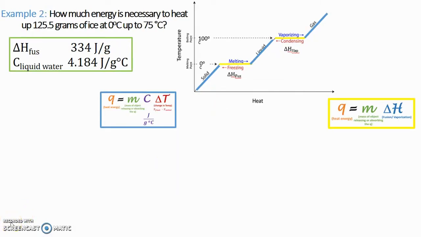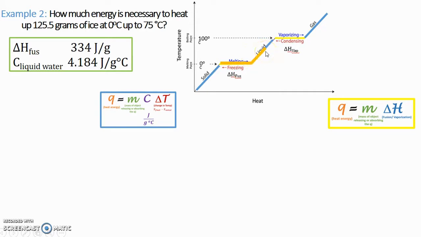In our second example, it's asking how much heat is necessary to heat up 125.5 grams of ice up to a temperature of 75 degrees Celsius. So what we're having here is we have ice at 0 degrees, so that's the solid form, and we're heating this up to 75 degrees Celsius. So we're going to go through this phase change between a solid and a liquid, and then we're going to heat this up to 75 degrees Celsius. So you can see that we have this area right over here, which is our phase change, and we have this area over here where we have a temperature change.